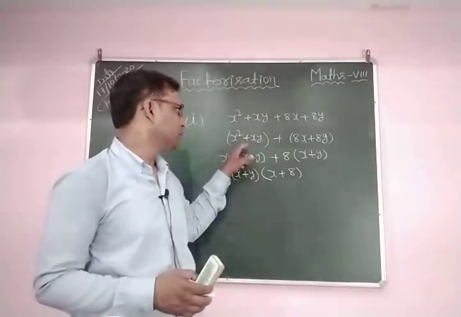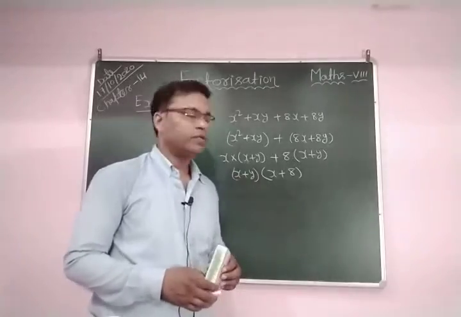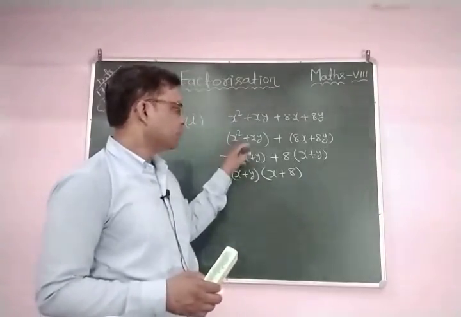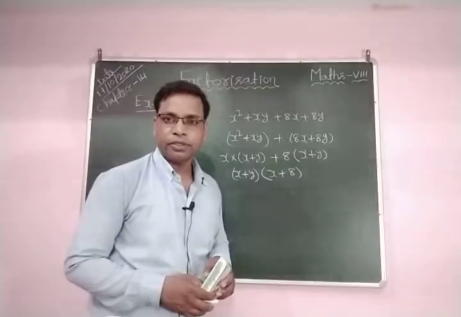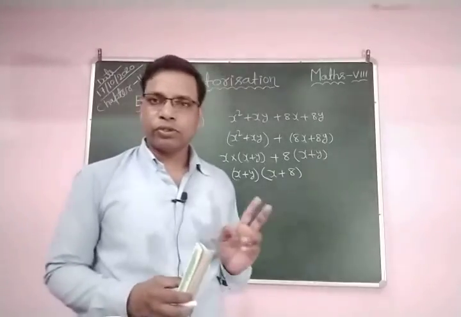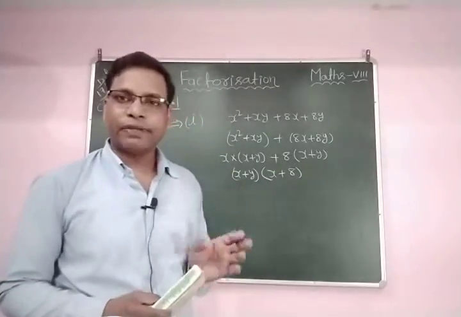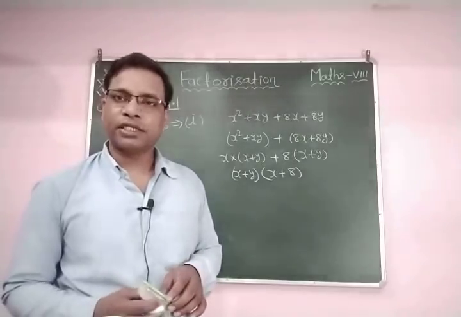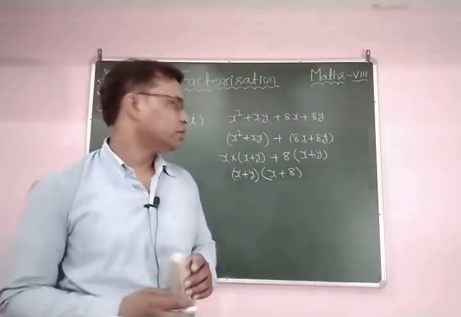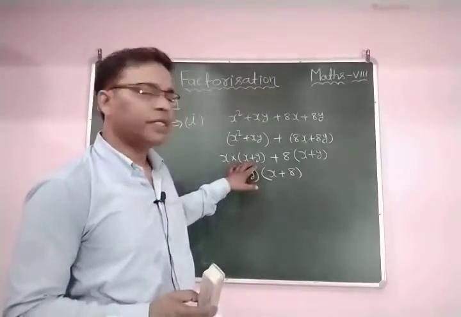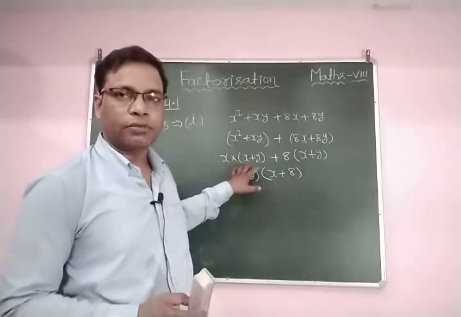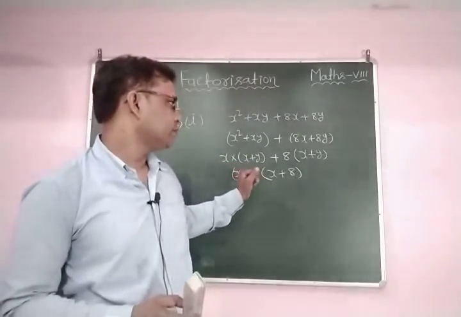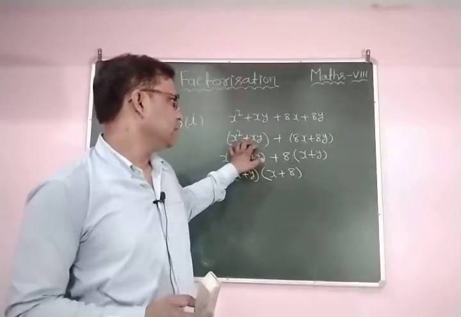In the first group, x square plus xy, x square means x into x and xy means x into y. So in the first bracket we find that x is common in both terms. So we take common x, and we get x into x plus y.